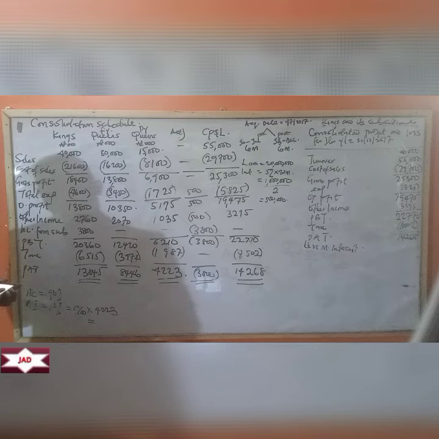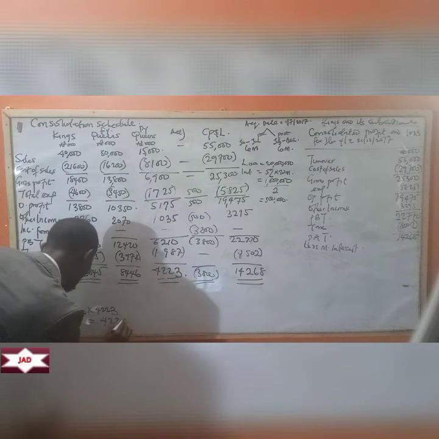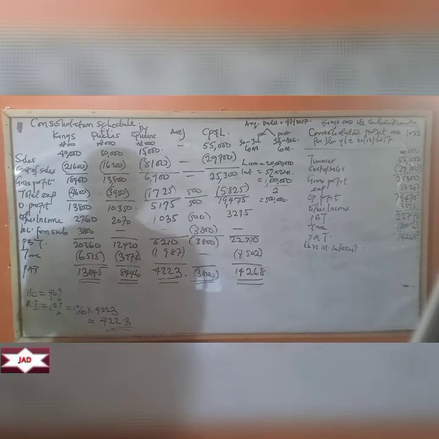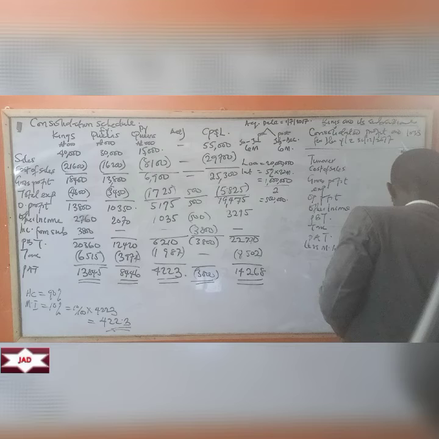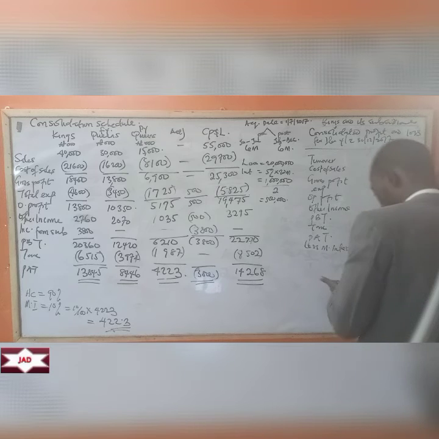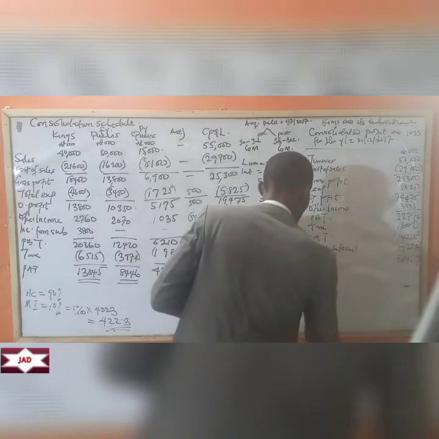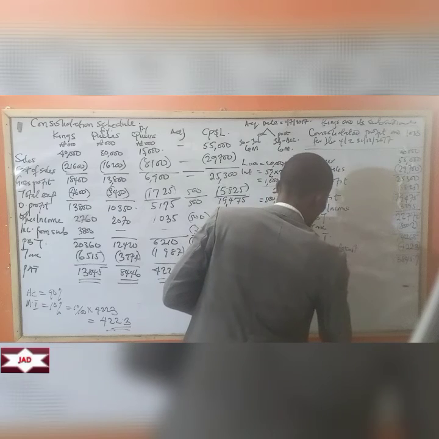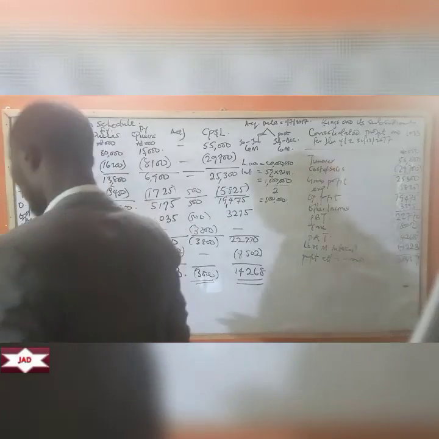0.1 times 422.3. So this is minority interest, right? So we have 422.3 minus 14,268. We have 13,845.7. So this is what? Profit attributable to the group. Right? So what do we do now?